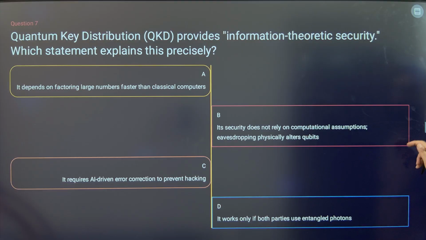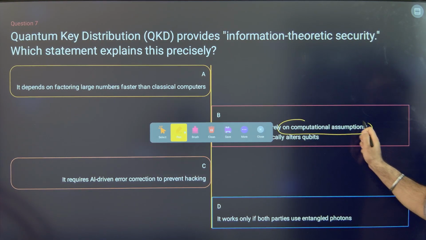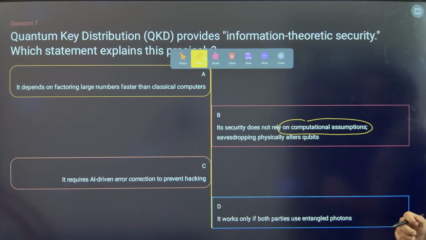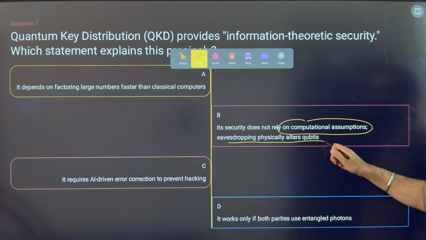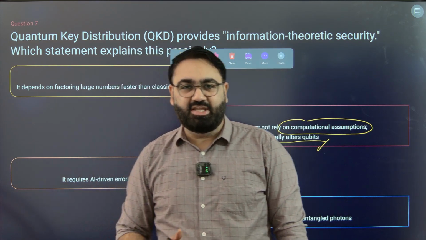The answer here is B. The security of this system is not just relying on maths. It's not just relying on computation. It also looks into physical eavesdropping. Meaning, how do you keep your information secure?